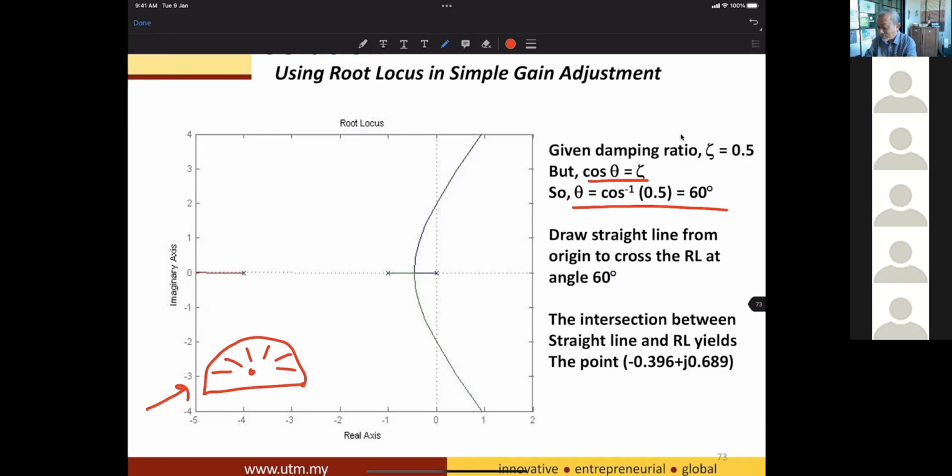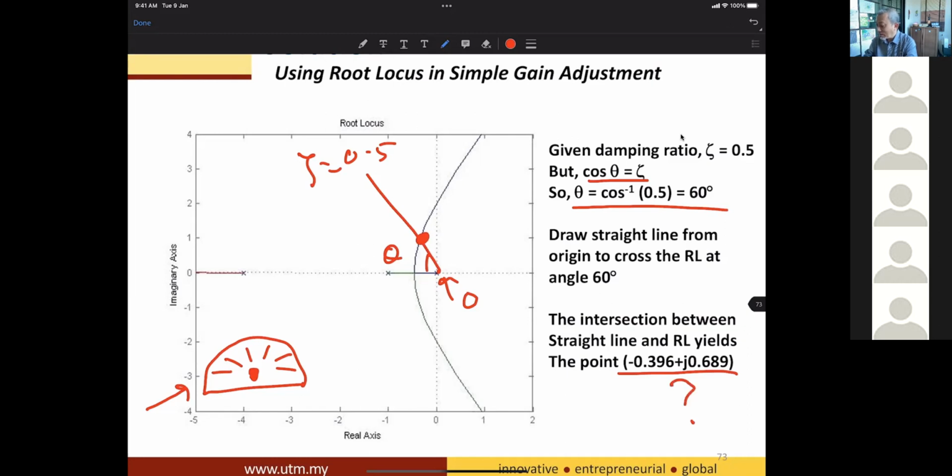Protractor. So for the protractor here, you put this red circle at the origin. Okay, and then 60 degrees is something like that. Theta. So this is the point of concern, the intersection between zeta 0.5 and the root locus. It happened at minus 0.396 plus j 0.689. How do I get this point?